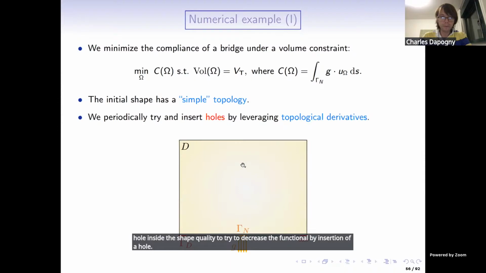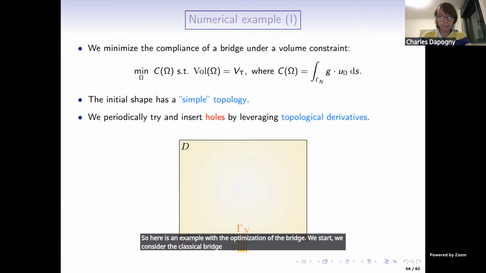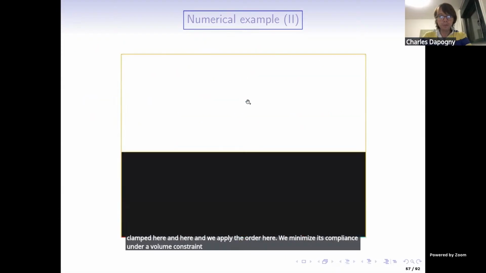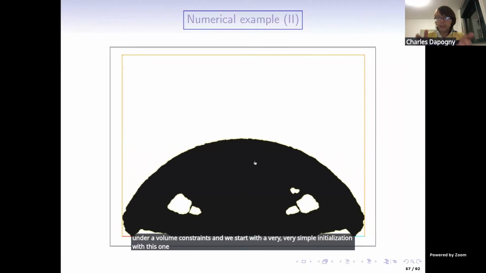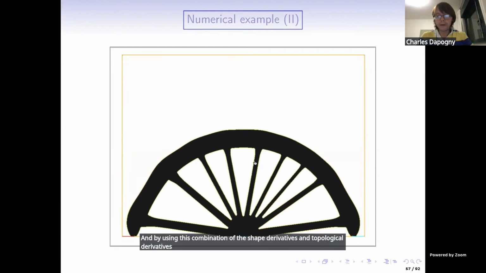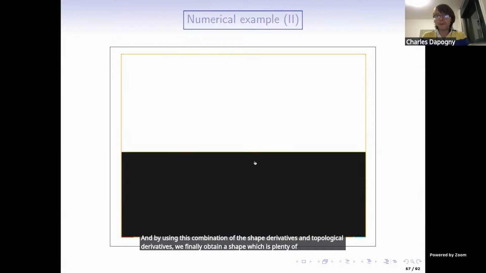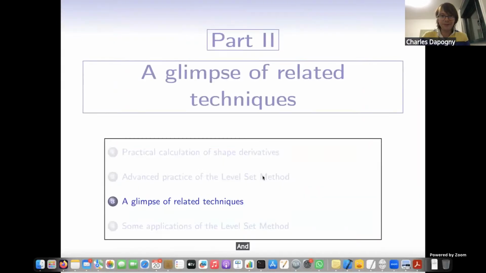So here is an example with the optimization of the bridge. We consider the classical bridge shape optimization example, where it's just clamped here and here, and we apply the load here. We minimize its compliance under volume constraints. And we start with a very, very simple initialization, which is this one. And by using this combination of the shape derivatives and topological derivatives, we finally obtain a shape which is full of holes that couldn't be obtained just by moving the boundary of the shape. And so the floor is yours, Grégoire.